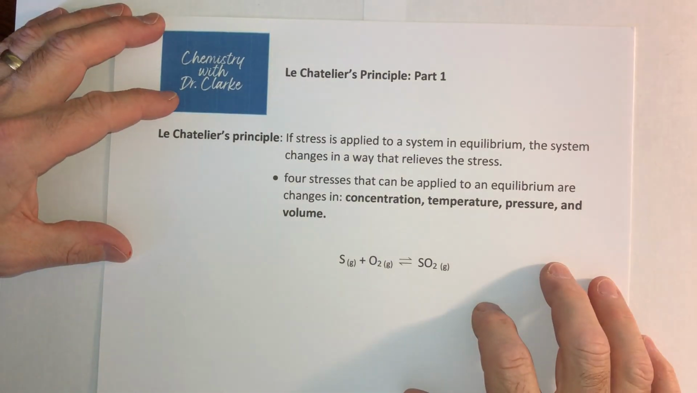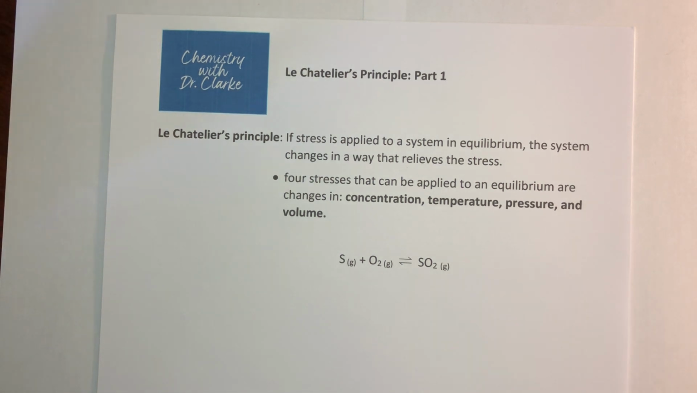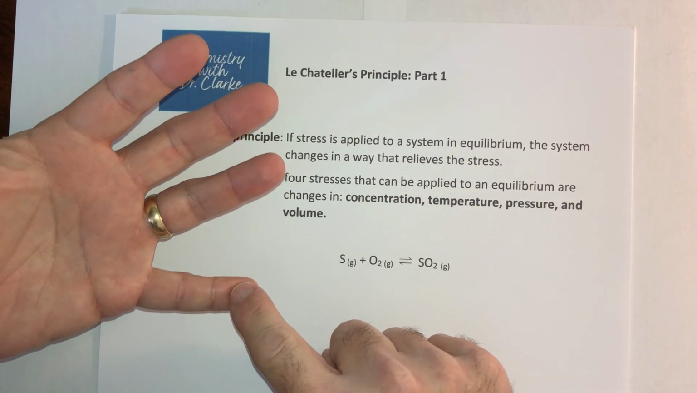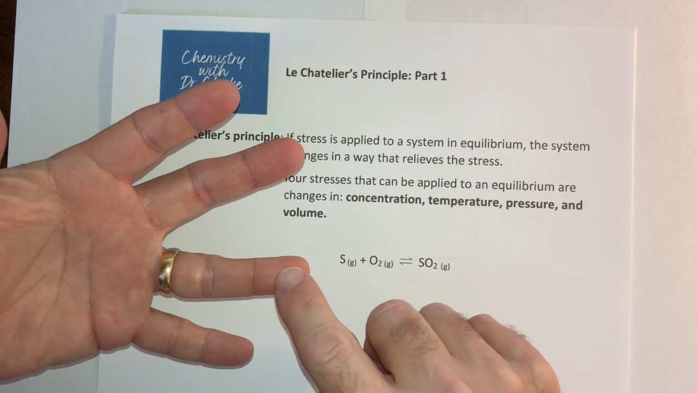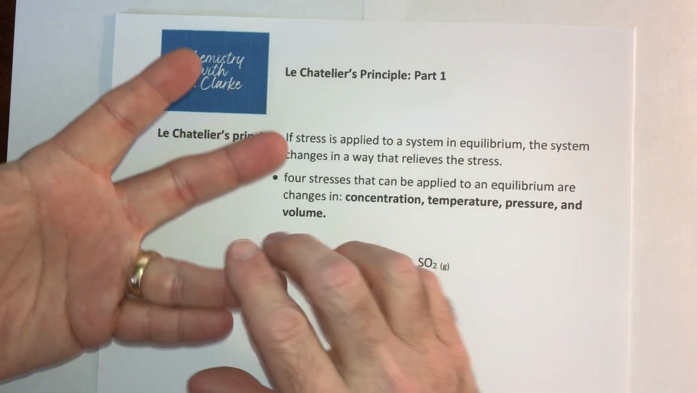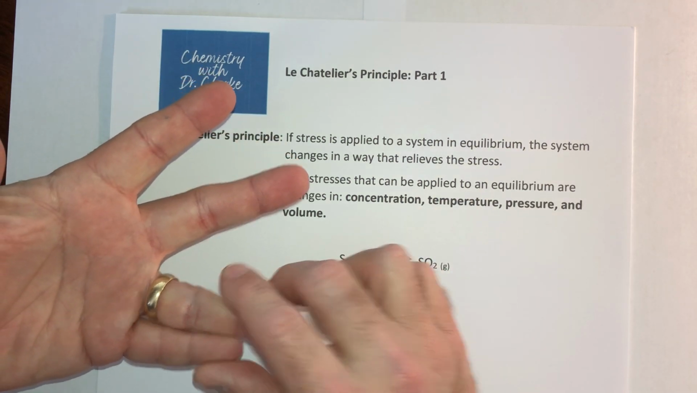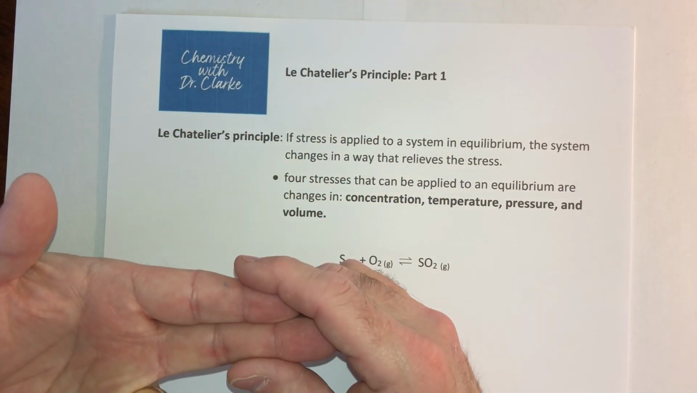In this video, I would like to talk about LeChatelier's principle and how we would predict whether a reaction would move forwards or backwards, forwards or reverse, depending on how we stress the equilibrium. Now, I've broken this video up into a couple of parts, mainly because the changes in concentration and temperature tend to go together. So I'll do both of those in part one. And then in part two, I'll talk about pressure and volume.